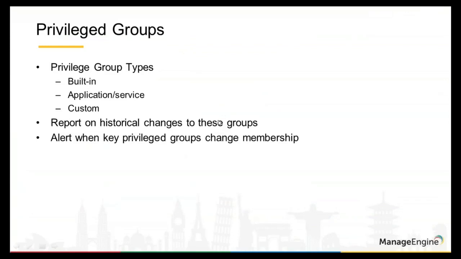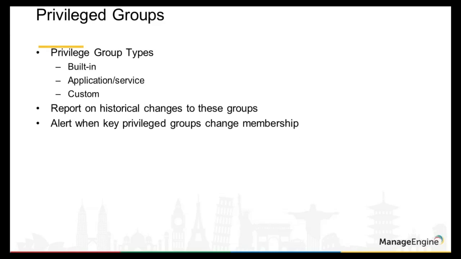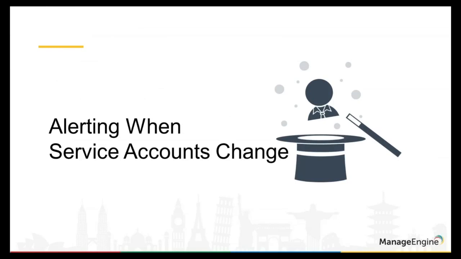So with privileged groups, document them. Know who has membership. Change the membership. Once you know who they are, monitor when those changes occur. It is the core of making sure that you can track who has privileges and what they're doing once they have privileges. Now, a third type of privileged account, beyond just normal privileged users and groups, are service accounts.